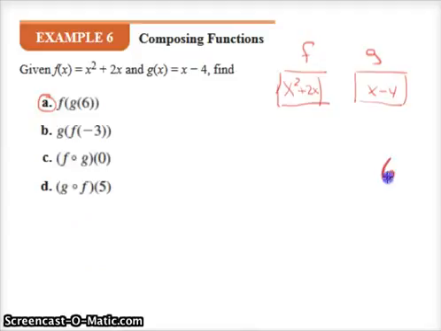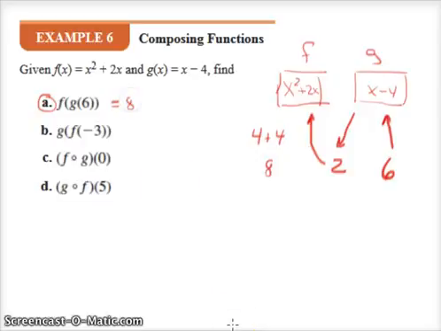So I start with 6, and I bring it into g. 6 minus 4 is 2. 2 comes out. And then I've got to put that 2 in here. That's going to be 2 squared, which is 4, plus 2 times 2, which is 4, so that's 8. This is 8. So we're going to do that for these problems. How about that second one?